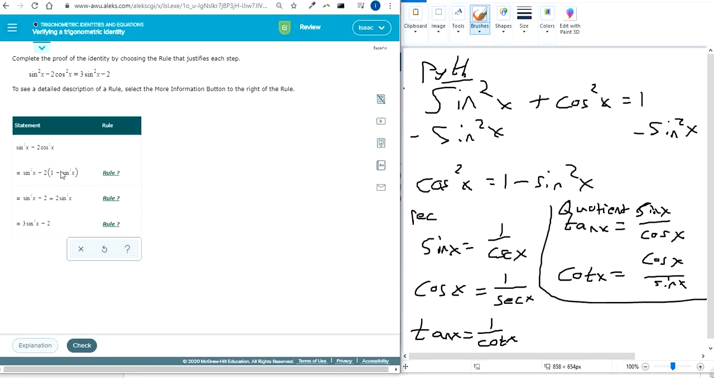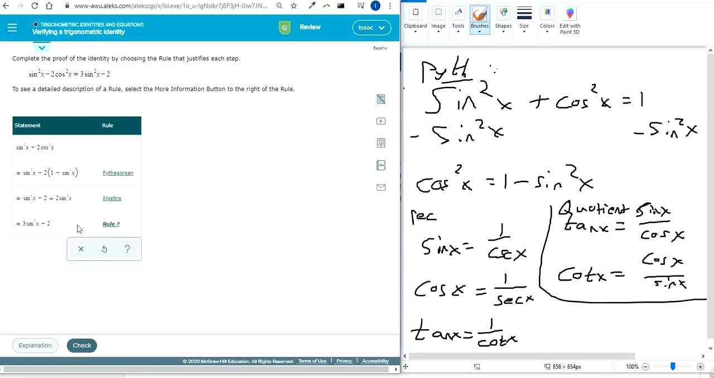So let's try another one here. The proof is we're supposed to take this left side and make it equal to this right side. They've done the statement columns for us, so we just have to untangle all the rules. Cosine squared x, they rewrote that as 1 minus sine squared x. So that's that Pythagorean identity that we just talked about. And then you've got sine squared x minus 2 plus 2. So look what happened. They distributed this negative 2 to the 1, and then distributed negative 2 to negative sine x. So that's not a trig rule. That's just an algebra rule.